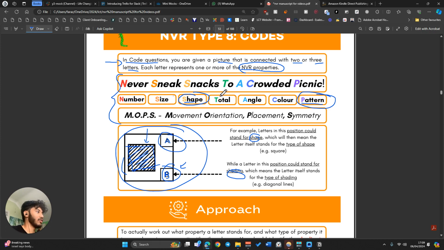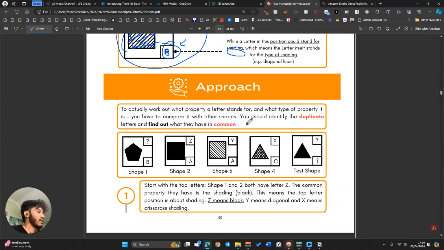So this is something you can memorize. Never sneak snacks to a crowded picnic. These are the main properties that will come up. So for example, the number of sides or something like that, size, shape, total, angle, etc. And then same thing for movement, orientation, placement and symmetry.